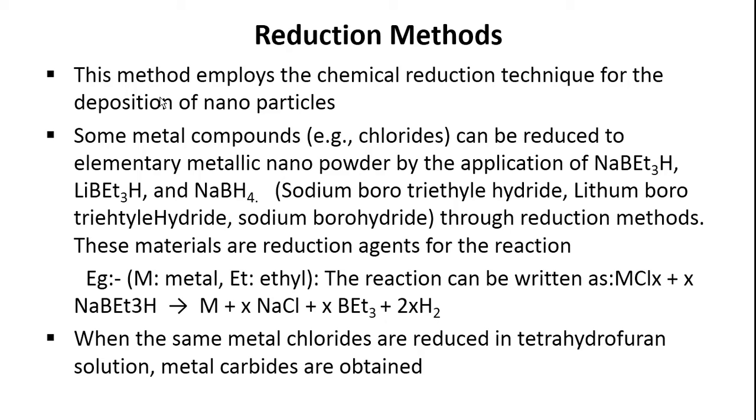So in this method, we employ chemical reduction techniques for the deposition of nanoparticles. Some metal compounds, for example chlorides of metals, say magnesium chloride or manganese oxide, can be reduced to elementary metallic nanopowder by the application of NaBEt3H, LiBEt3H and NaBH4. And what is NaBEt3H? That is sodium boro triethyl hydride. This is a reduction agent during the reaction.